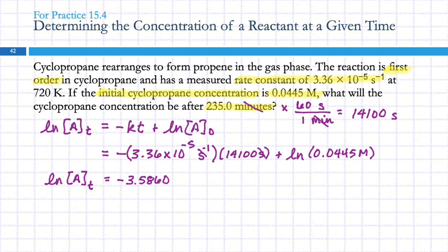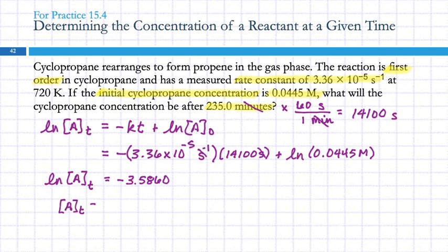So the concentration here is what we're looking for, but again, we have the natural log of it. So we're going to do the same thing we did before. We're going to take e to the power of each side. So e to the x is anti-natural log. And so natural log and anti-natural log cancel each other out, just like matter and antimatter.